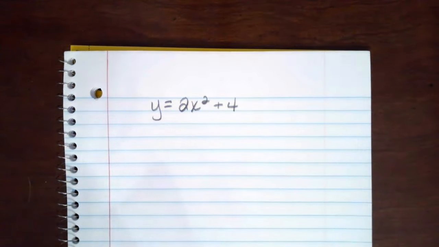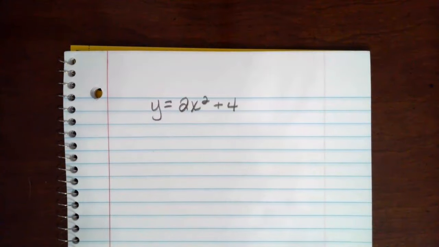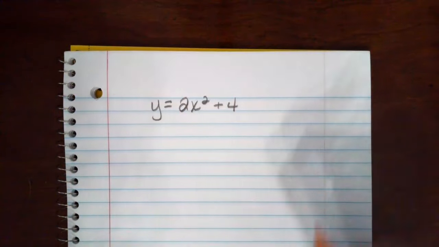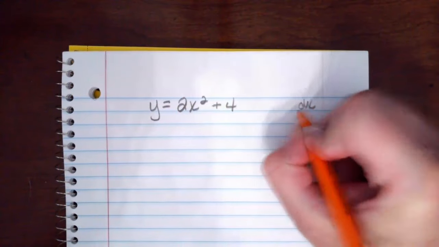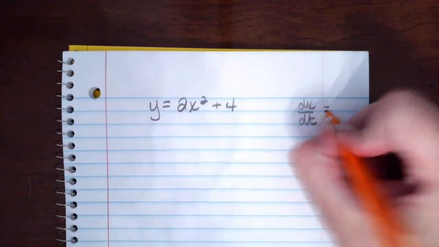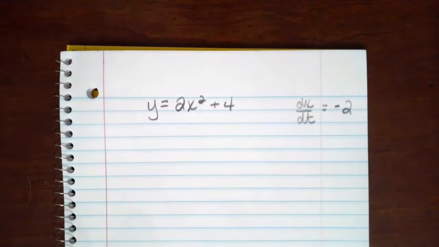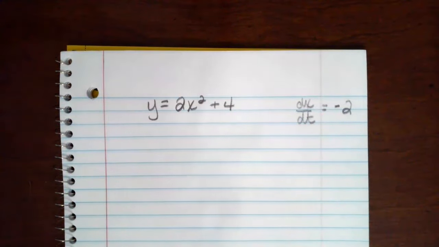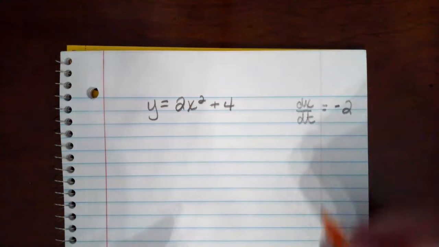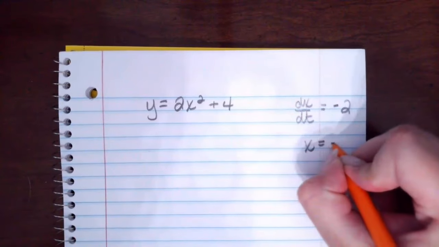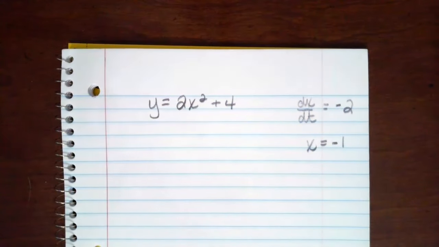Okay, so it's moving along a parabola in such a way that the x-coordinate is changing. So that's dx/dt. The x-coordinate is changing at a rate of -2 centimeters per second. At what rate is the particle's y-coordinate changing when the particle is at the point when x equals -1?